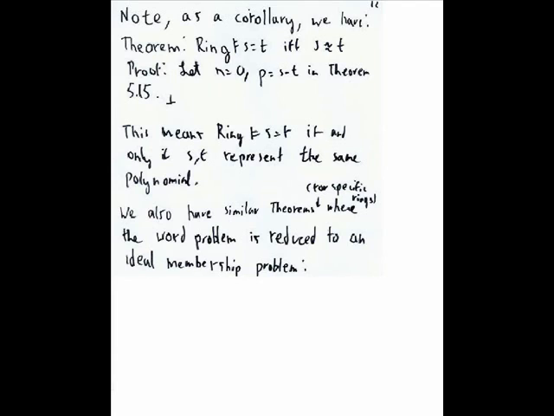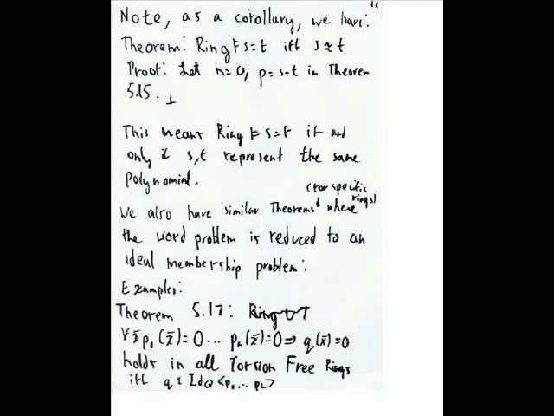The proofs are similar, and they can be found in Harrison, theorem 5.17, which says for any x, p1(x) equals 0, up to pn(x) equals 0, implies q(x) equals 0. So the word problem holds in all torsion-free rings if and only if q is in the ring generated by p1 up to pn under the ring Q. And it's not Z this time. And that's a very important distinction.